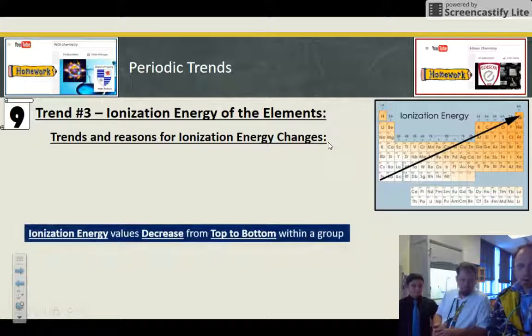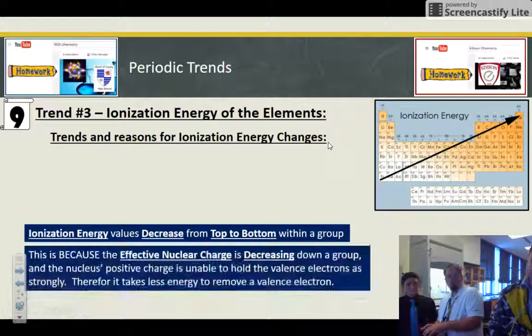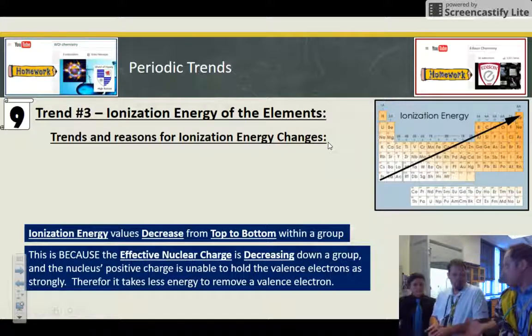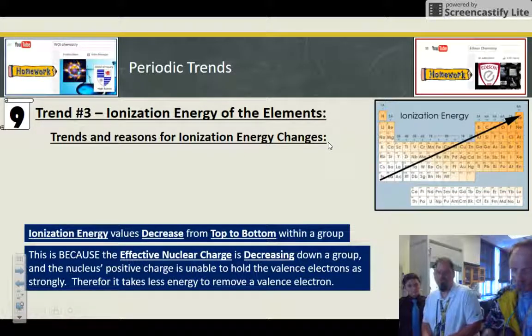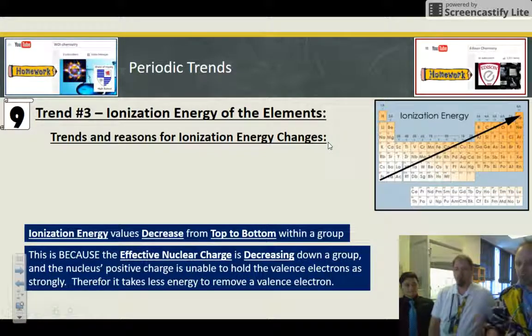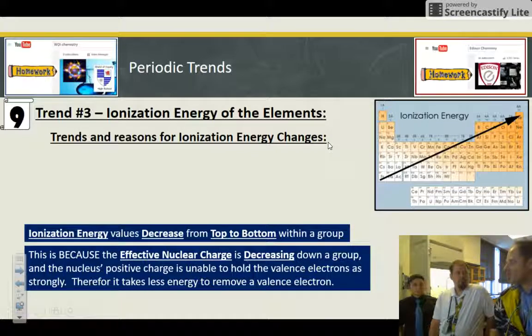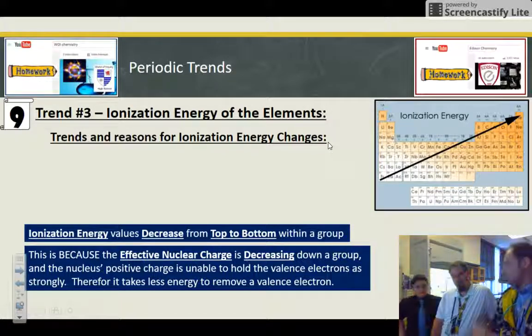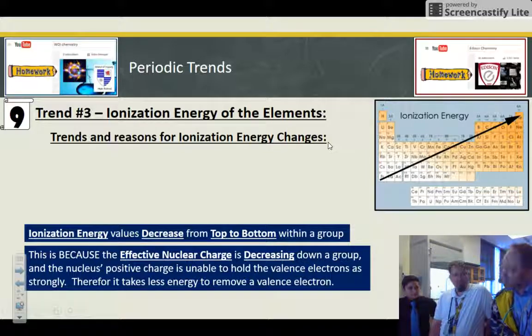Exactly. As you go down a group, ionization energy drops for the same reasons that we keep saying. Yes. The effective nuclear charge is decreasing as you go down. So the electrons on the outer shell and other electrons do not feel the pull of the nucleus as strongly, which makes them loosely held and very easy to get stolen away or knocked off by some other element.